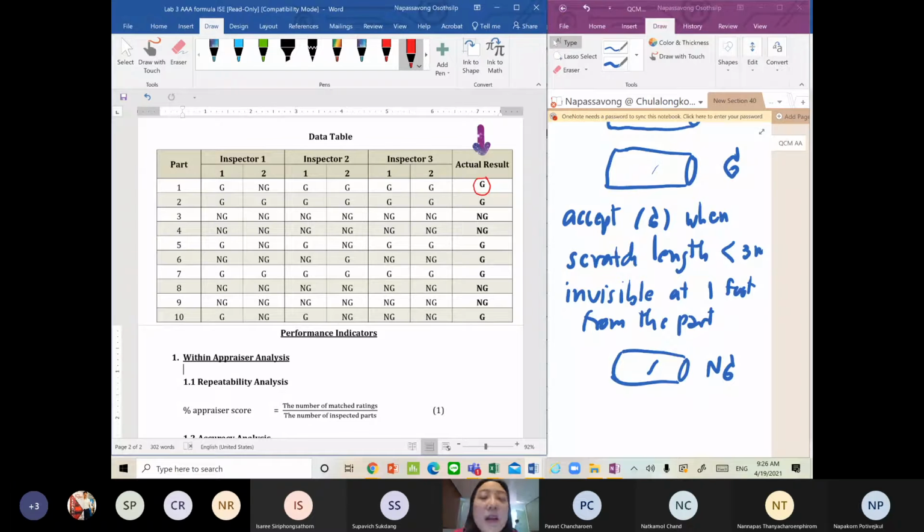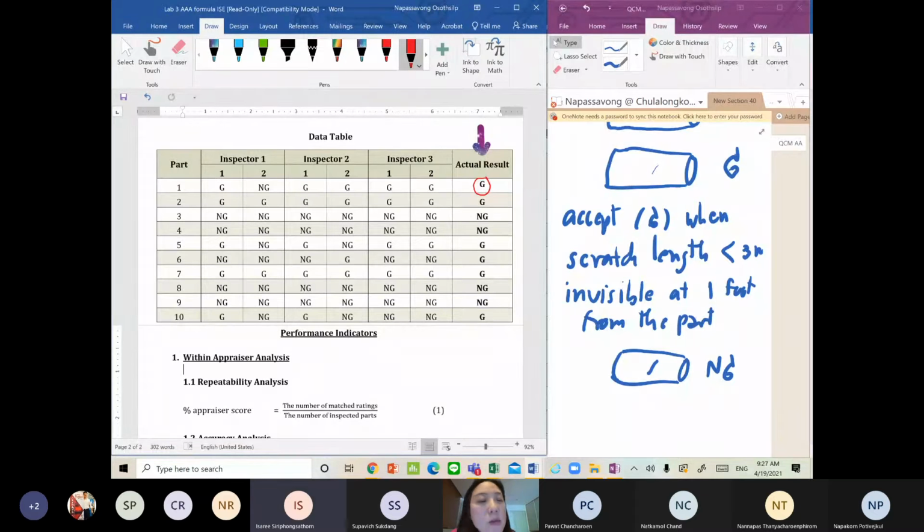Okay, now Isari, do you understand this more? Isari, could you please help explain again, how do we obtain the actual result? So each inspector has to inspect the part to find if that part can be accepted or not.